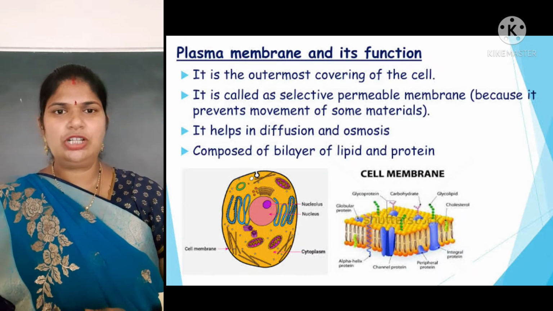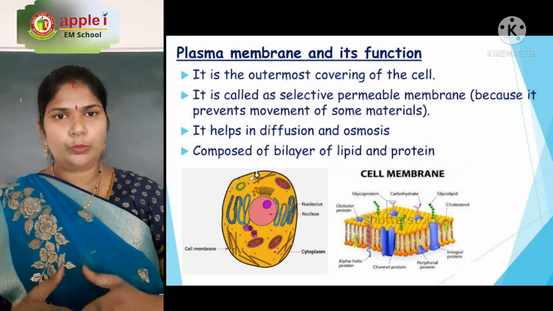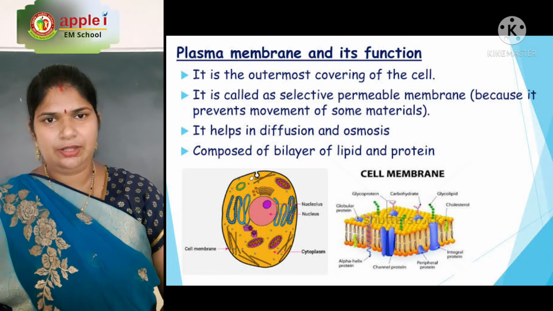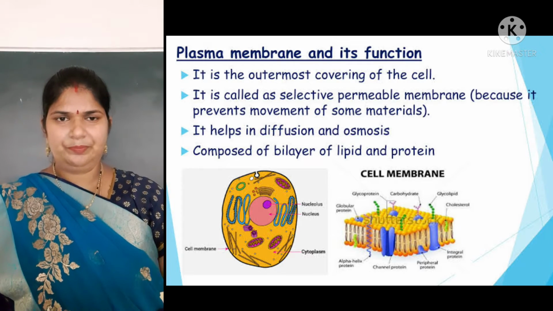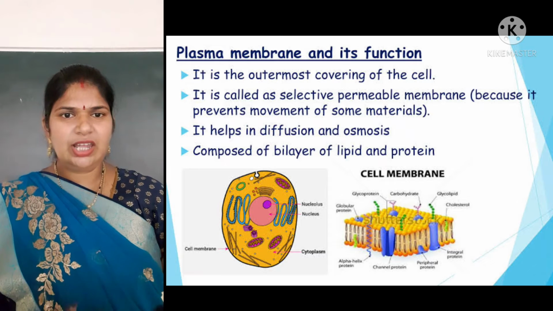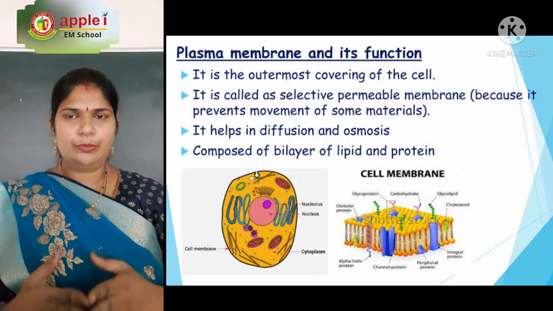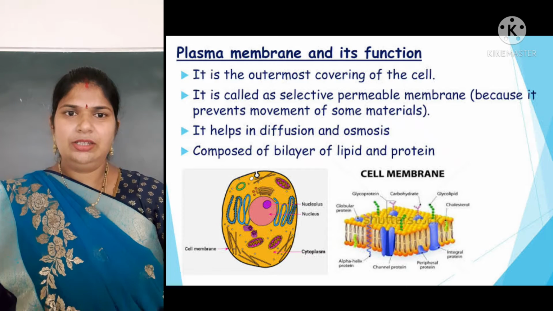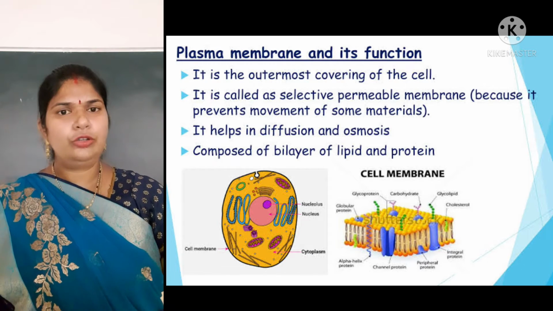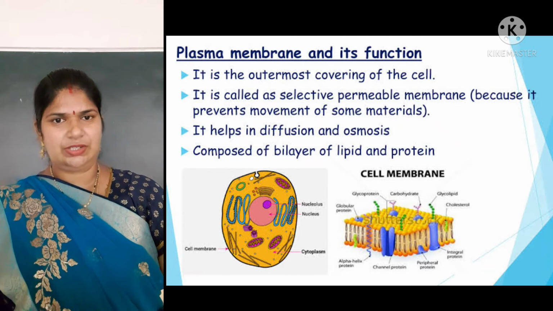The first one is called plasma membrane, also called cell membrane. That is the first and foremost, outermost structure of a cell. It is also called a selectively permeable membrane. Why? Because it prevents the movement of some materials into the cell. Its function is to follow two methods: one is diffusion and the other is the osmosis process.